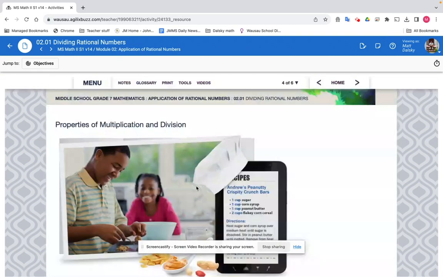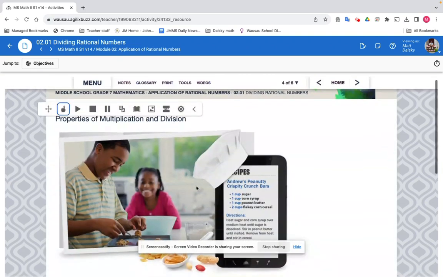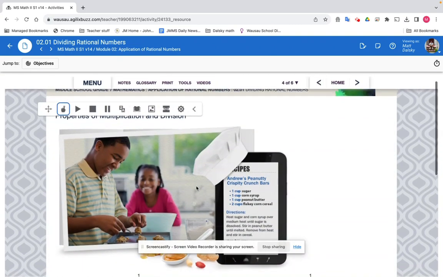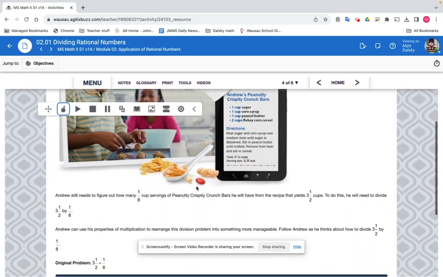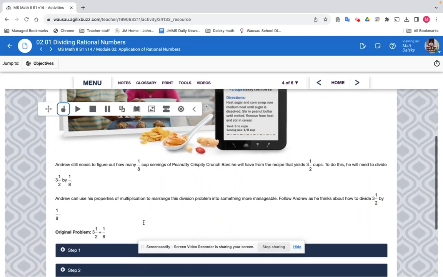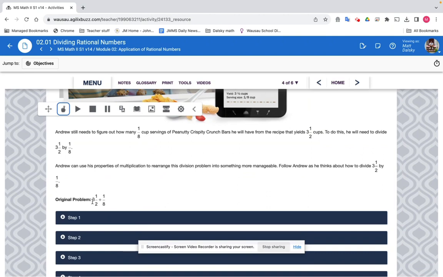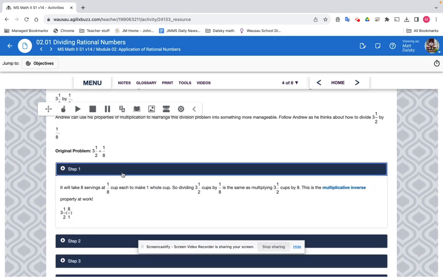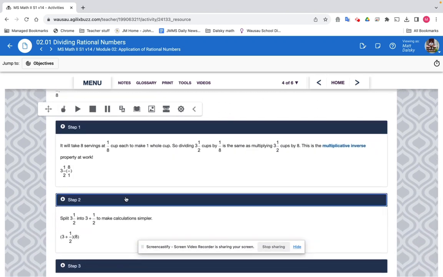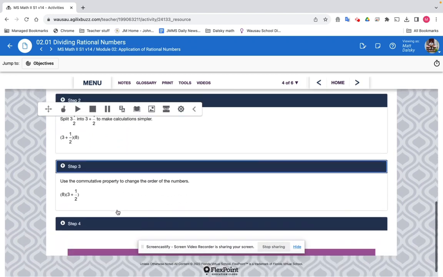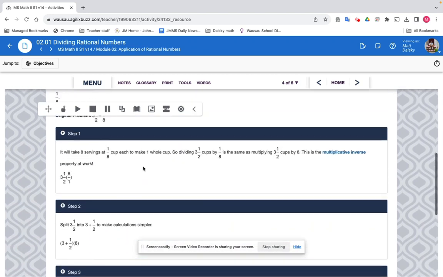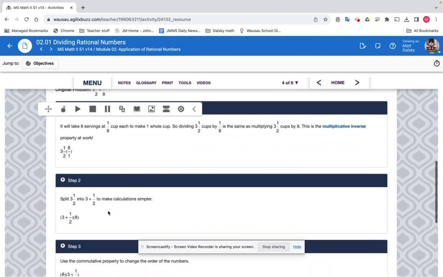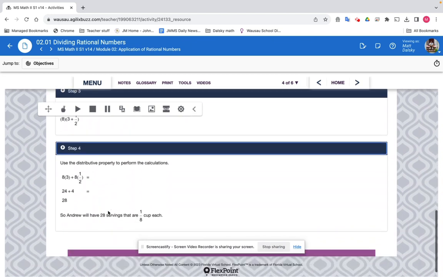Slide number 4. Slide number 4 is properties of multiplication and division. Continuing down, there's a nice example. Here's my original problem. This is something I'm definitely going to try out or write out in my notes. Because there's the original problem. There is step 1. There is step 2, step 3, step 4. I am definitely writing down the original problem with all 4 steps.